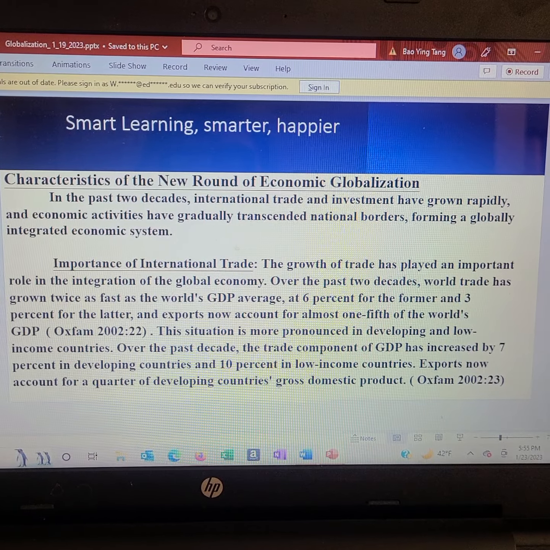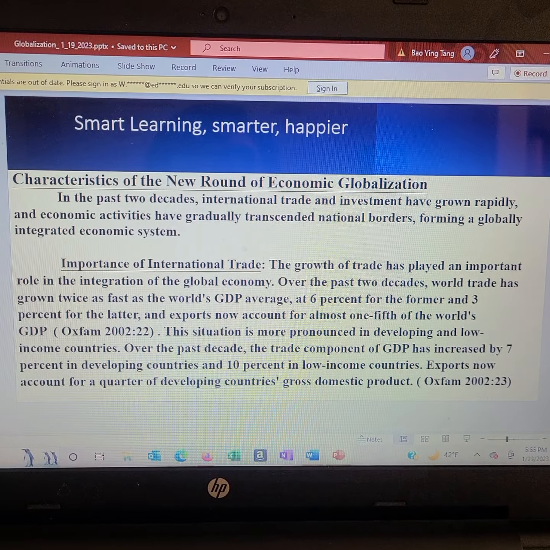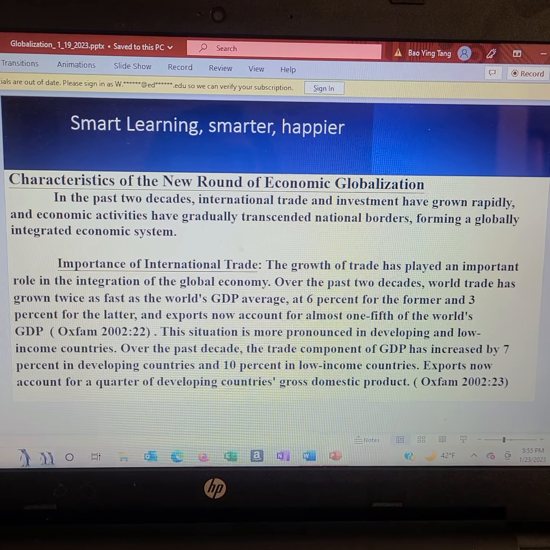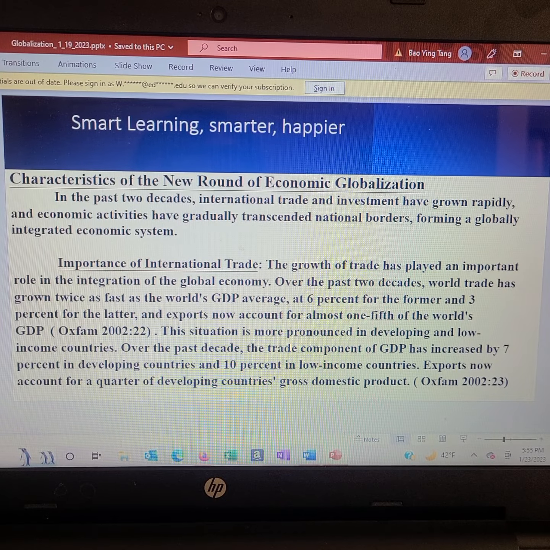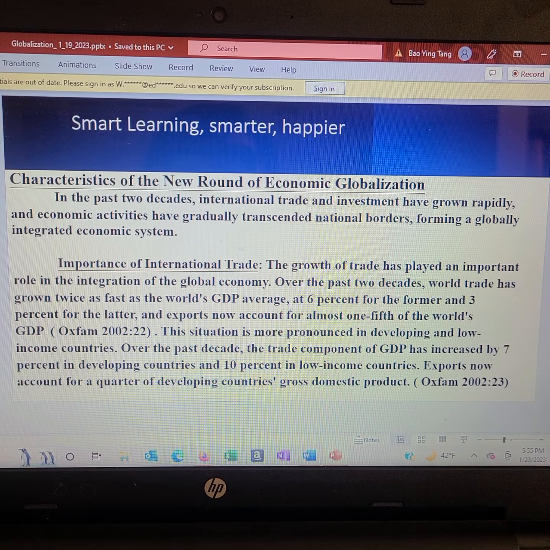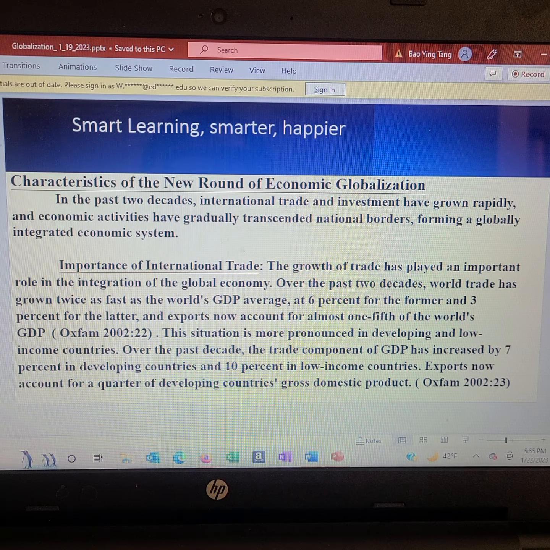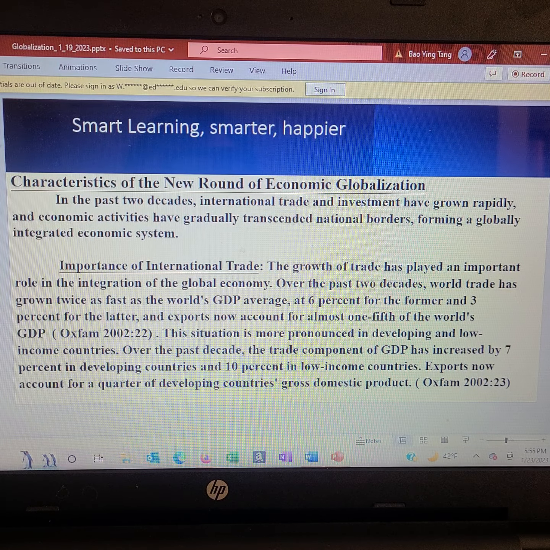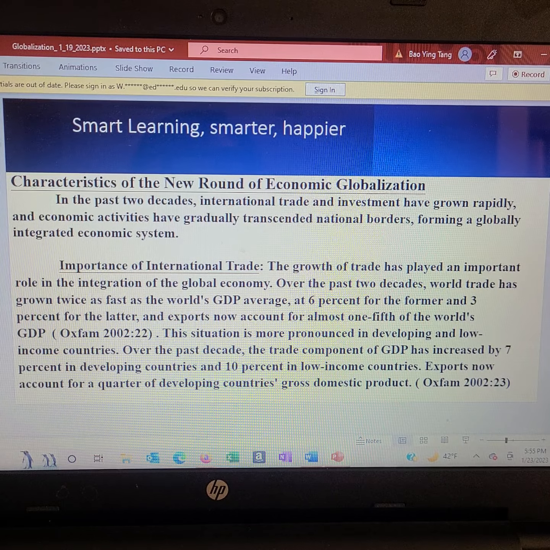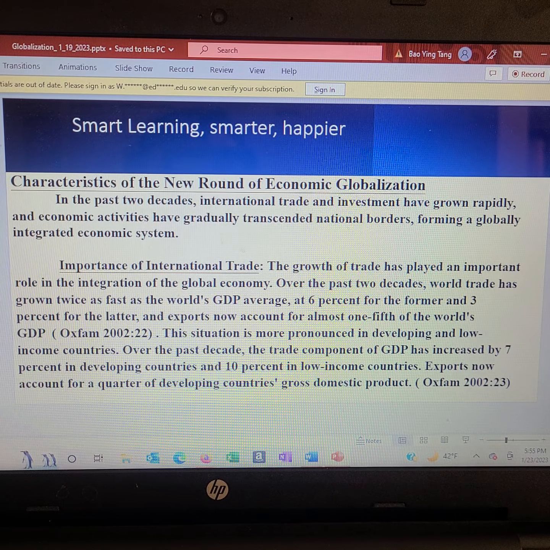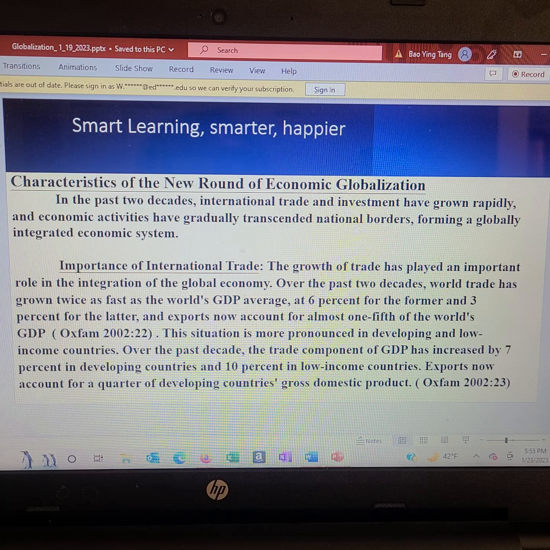In this video, we will continue to talk about the topic of economic globalization. In this slide, we are going to talk about the characteristics of the new round of economic globalization. In the past 2 decades, international trade and investment have grown rapidly, and economic activities have gradually transcended national borders, forming a globally integrated economic system. Here are some of the characteristics of this kind of economic globalization development.